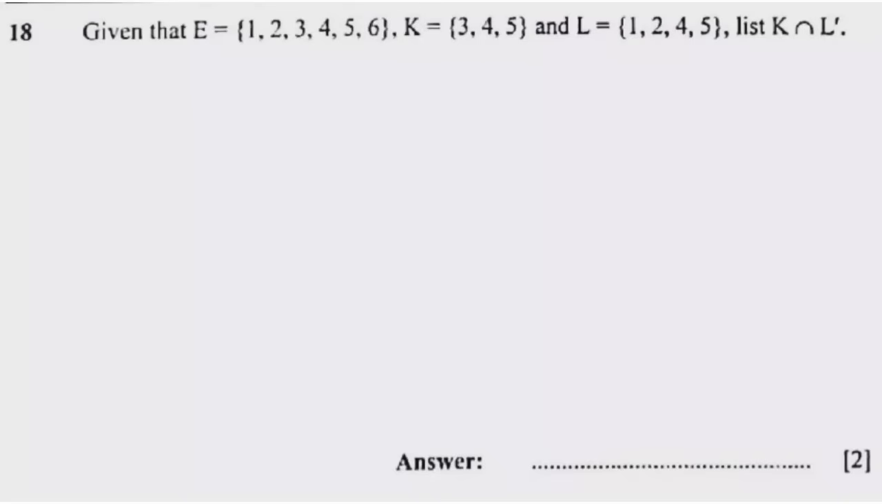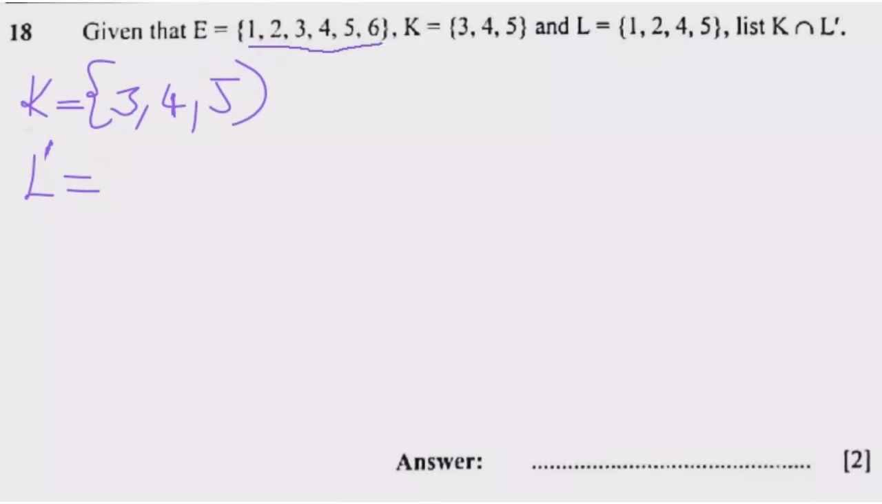Okay, so what we can do is first we get set K, which is we say set K is equal to 3, 4, 5 in brackets. Then we list set L complement. So when you talk about L complement, we're talking about elements that are not found in set L. So what we do is we compare the universal set with set L. So whatever is in set L, we cancel it in the universal set.